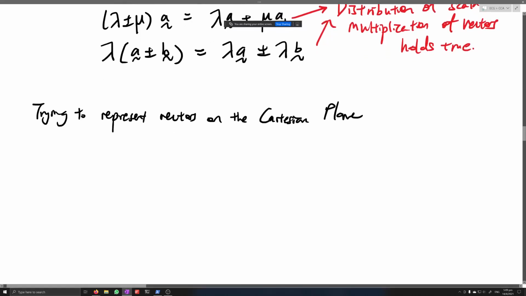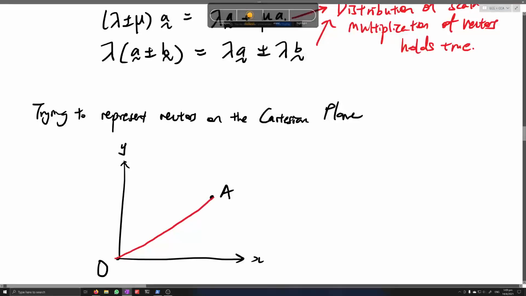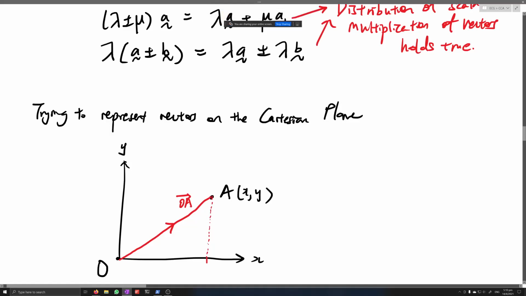Consider a vector. Let's call this A. We have our origin here. Let's say we have a vector OA. It's like this. Now, let's say that this A actually is a coordinates of x comma y. So here is going to be x. Here is going to be y.